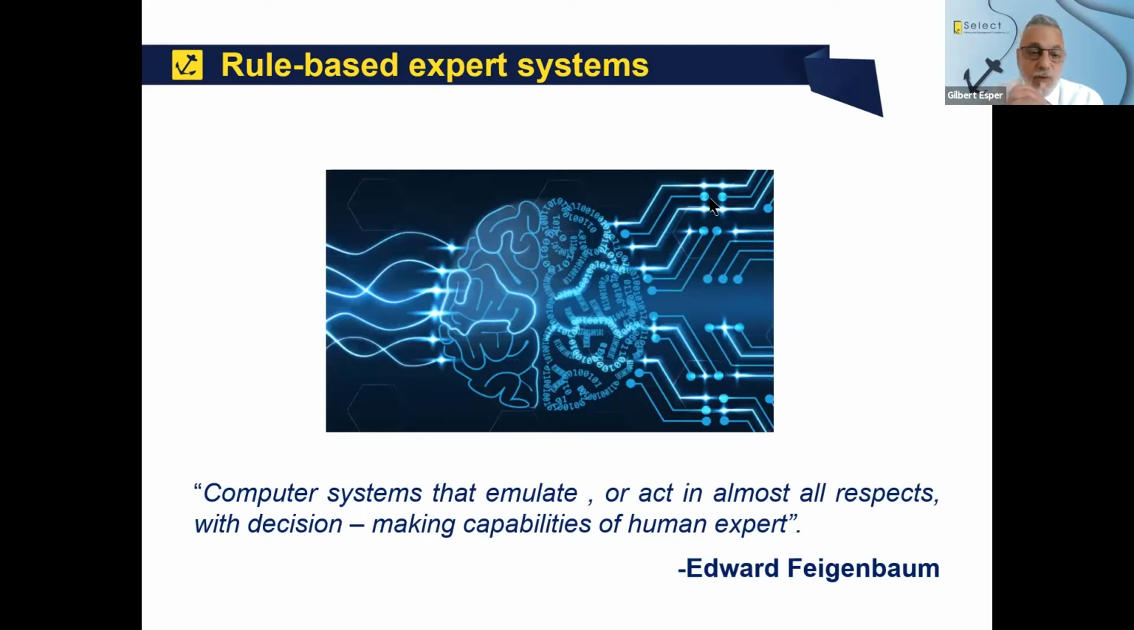Okay, so this is the definition of an intelligent system. Rule-based expert system: what is the meaning of expert system? An expert system is a form of trying to achieve a very niche, very specialized identification. The system will focus on a certain area. It's a computer system that emulates or acts in almost all respects with the decision-making capabilities of a human expert. So this is what we will try to develop this afternoon.